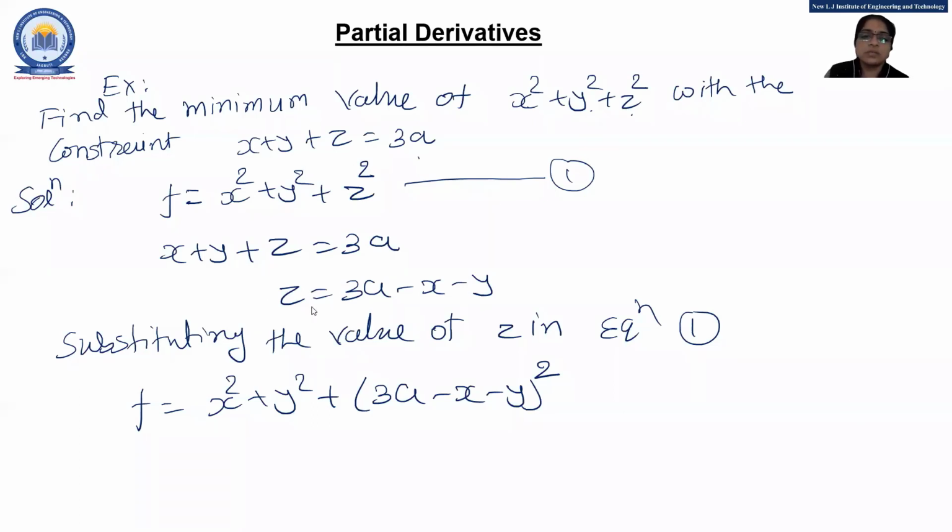So we are substituting the value of z in equation 1, that is our given function. So x square plus y square, and in the place of z we are substituting (3a minus x minus y) whole square. So students, now our function is converting into a two variable function. This is constant. So we now have only two variables, x and y. So now we are applying our previous lectures' method for maxima and minima.